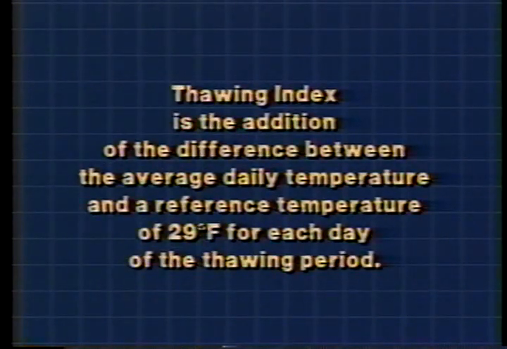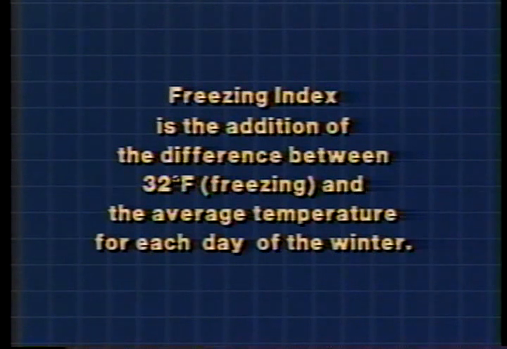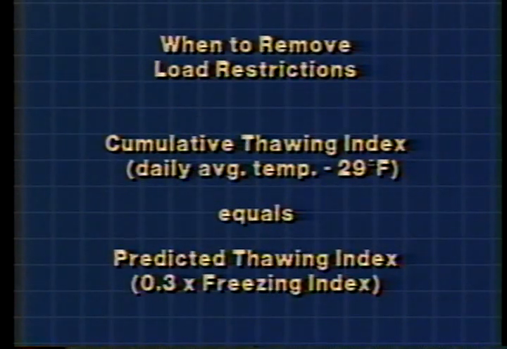Thawing index is the addition of the difference between the average daily temperature and a reference temperature of 29 degrees Fahrenheit for each day of the thawing period. Load restrictions should be removed when the pavement has thawed completely. Our equation for predicting when the ground will have thawed is 0.3 times the freezing index. Remember that freezing index is the addition of the difference between 32 degrees Fahrenheit and the average daily temperature for every day of the entire winter. When your cumulative daily thawing index equals the predicted thawing index, you can remove the load restrictions.